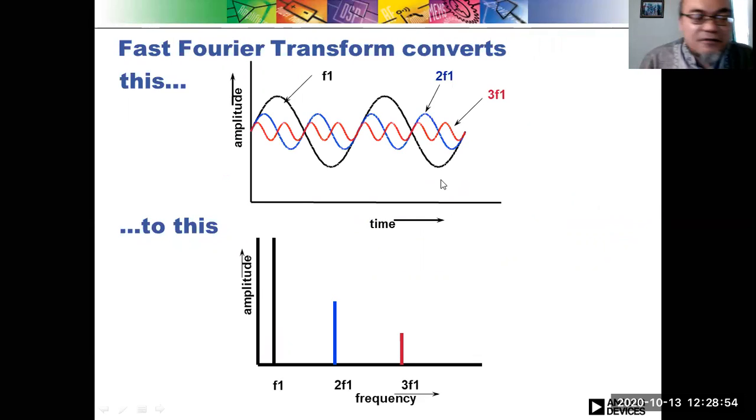This is just a review of the fast Fourier transform. The fast Fourier transform converts a signal like this, as I explained earlier in the previous chapter, F1 with the harmonics 2 F1 and 3 F1, the superposition of these three in the time domain. If we convert that to the frequency domain, it becomes a line spectrum at F1, 2 F1 and 3 F1. If we have a completely non-periodic signal, then this spectrum becomes more continuous in the frequency domain.